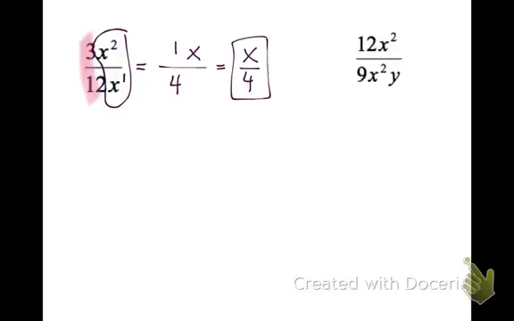For the next problem, we start with the 12 over 9. They're both going to divide by 3, so I can make that a 4 and I can make that a 3. Both x squareds cancel out because they're the same on the top and the bottom, and the y stays on the bottom.